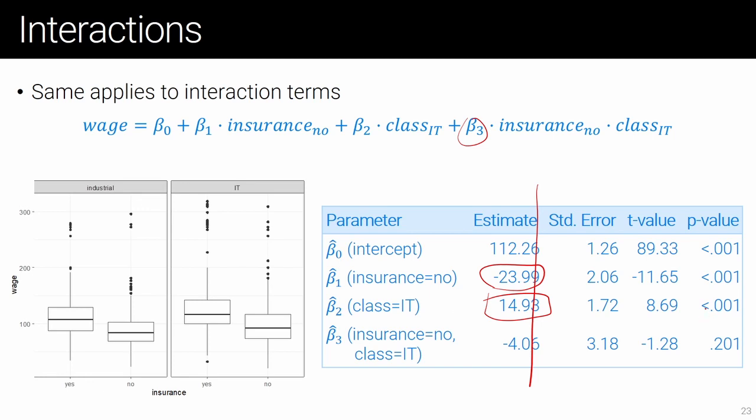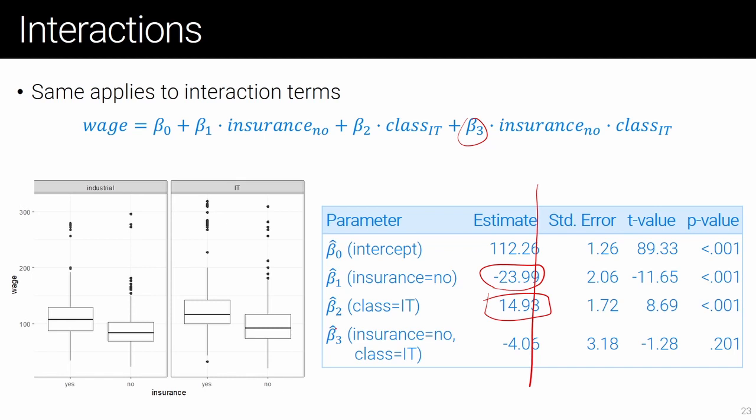And by looking into the p-values, we see that we do have a good amount of evidence for these coefficients to say that they are different from 0. So there are differences in principle between insurance, yes, no, and job class, industrial or IT.